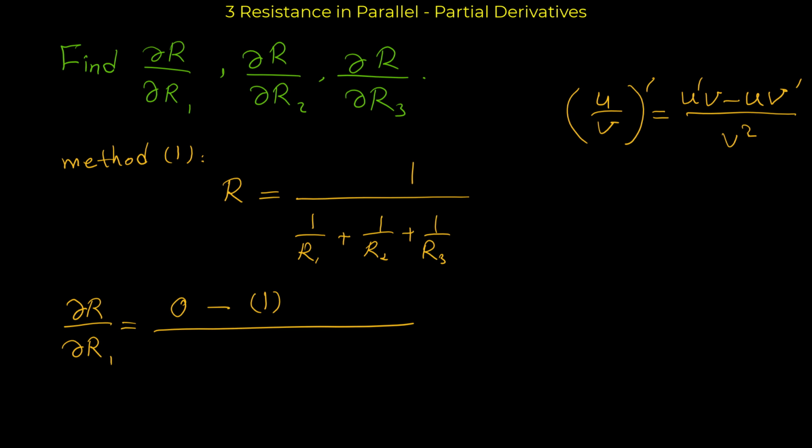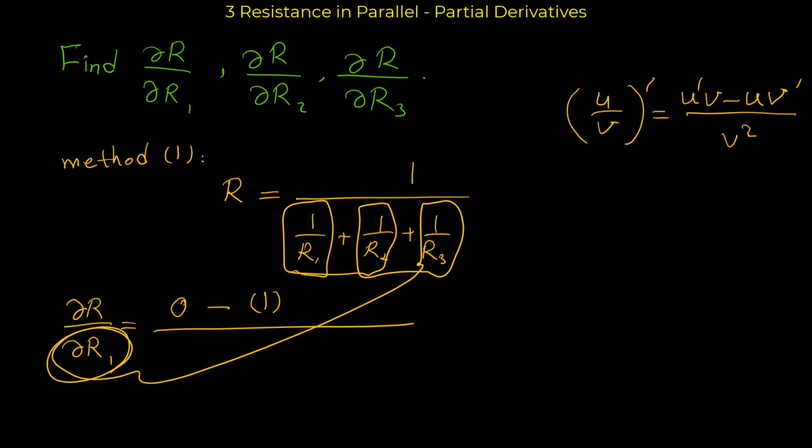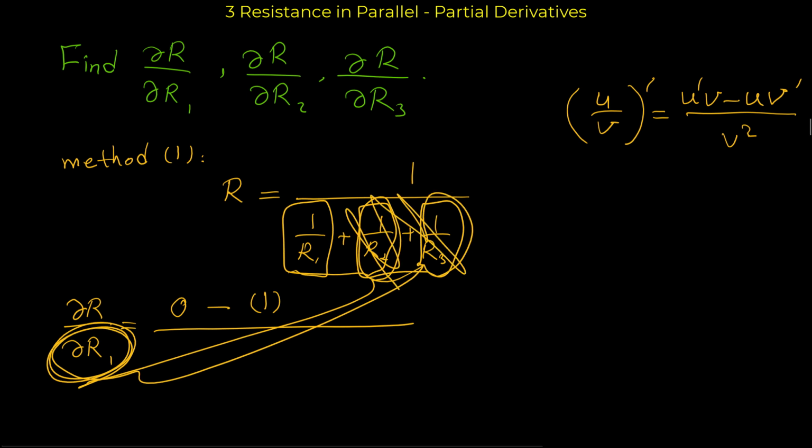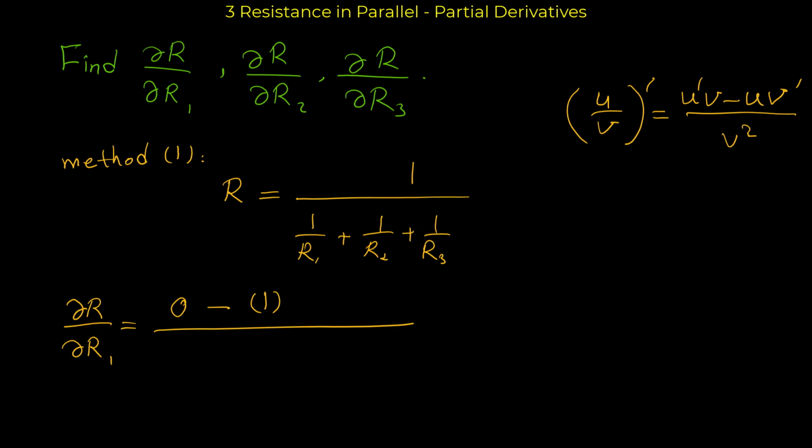the derivative of the denominator. In the denominator we have 3 terms. But attention, we are taking the derivative with respect to R1. So the derivative of these 2 terms is going to be 0 because we don't have any R1 in them. But what is the derivative of 1 over R1? It's like asking what is the derivative of 1 over x. The derivative of 1 over x, again based on the quotient rule, probably you know that it's negative 1 over x squared.